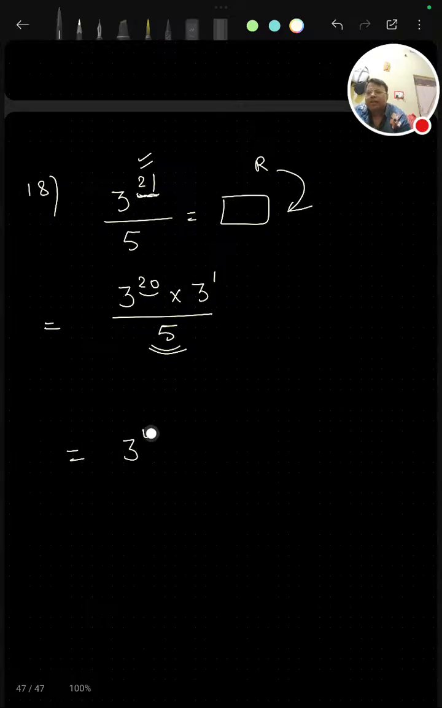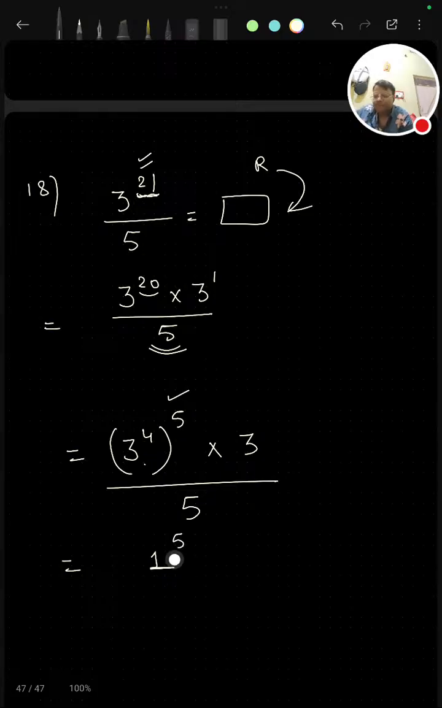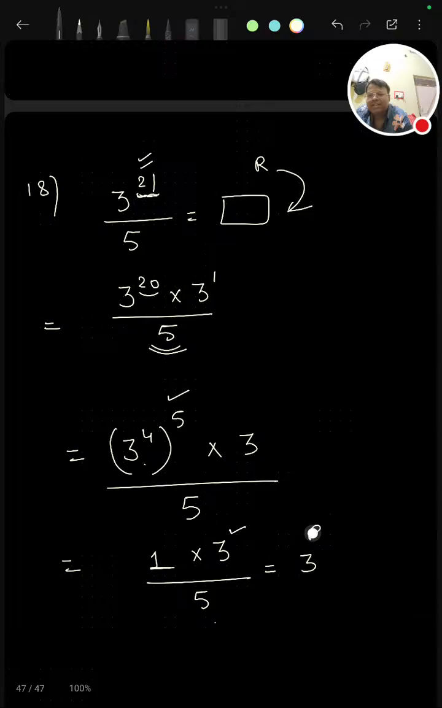Now you can see that it is 3 to the power 4 into 5, 4 5 ja 20, 3 same to same divided by 5. Now in this part you have to apply Fermat's theorem, and according to Fermat's theorem this has the remainder 1. Number to the power 5, the remainder must have power 5. Clear? 1 to the power 5 is what? It is 1. So 1 multiplied by 3 divided by 5, you can see that 3 is smaller than 5, the remainder is 3.